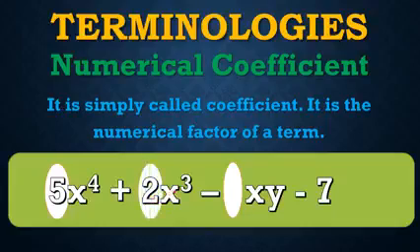Okay? How about in negative xy? What is our numerical coefficient? Okay, our coefficient here is negative 1. And we have also minus 7. Minus 7 is another term. What is the numerical coefficient? That is simply your negative 7.